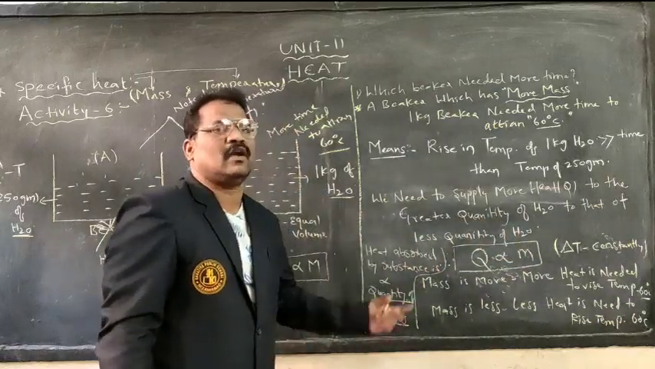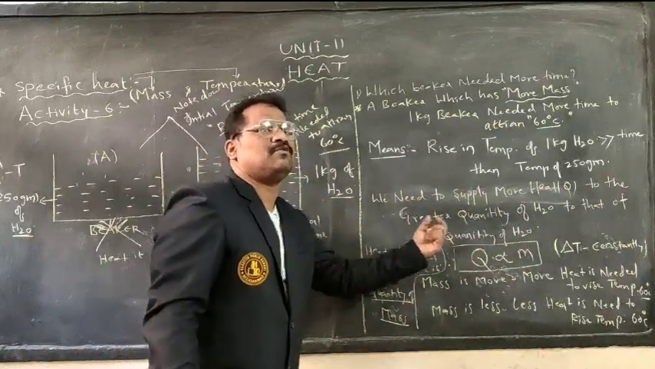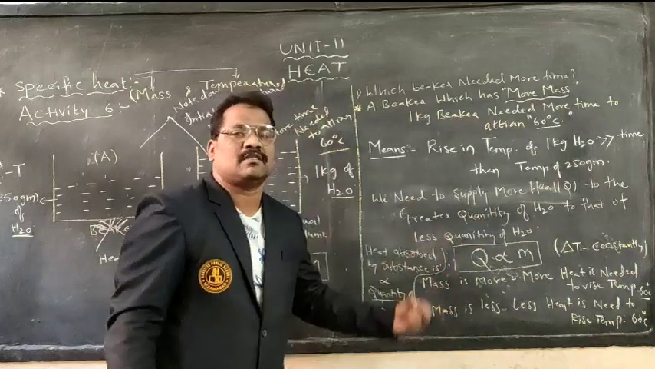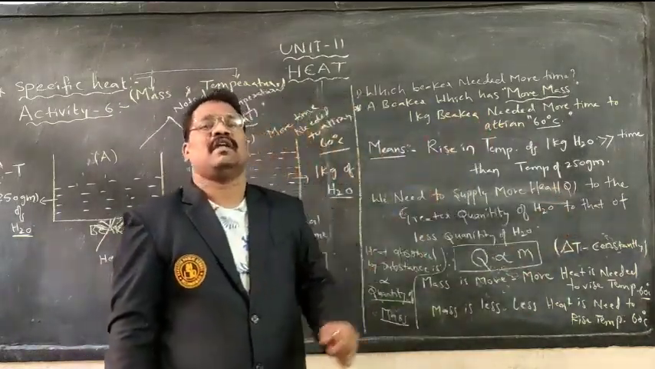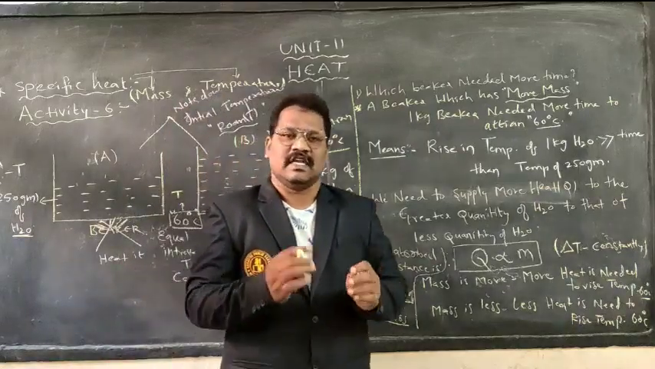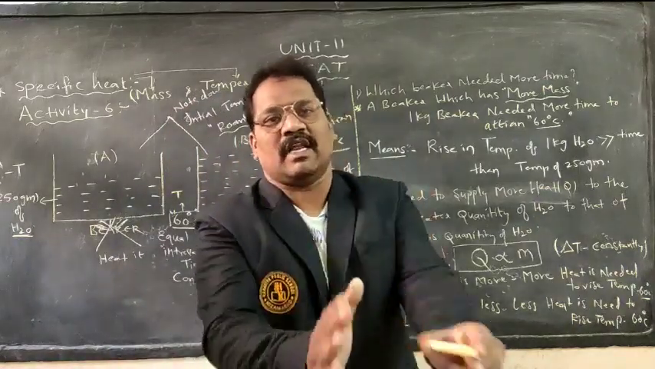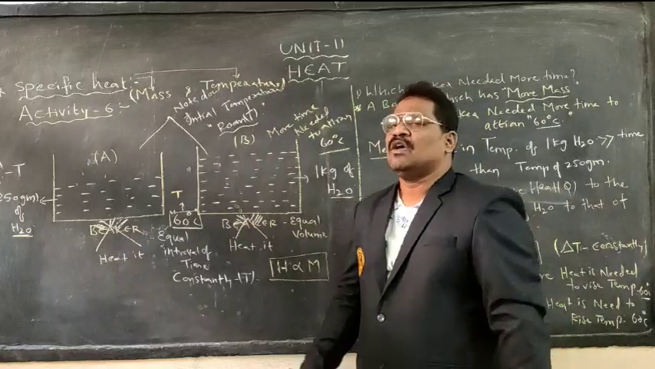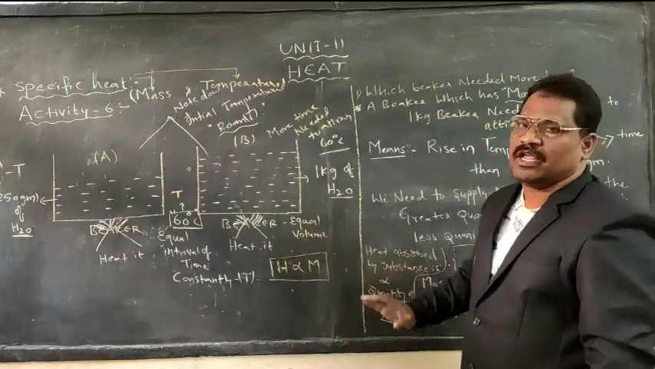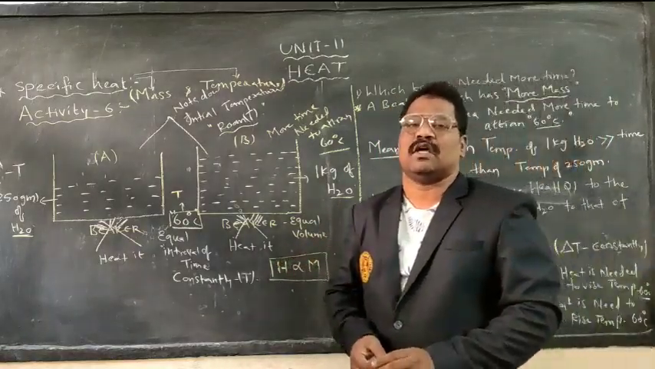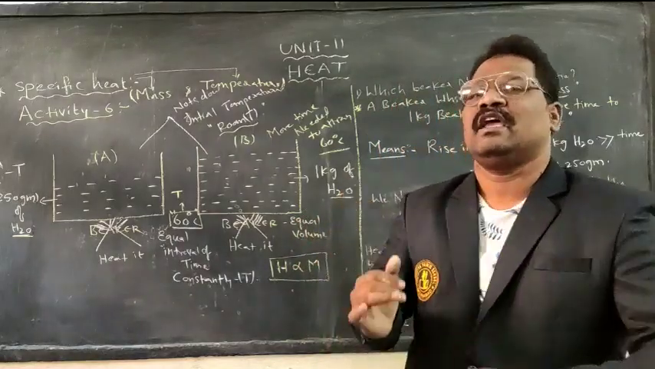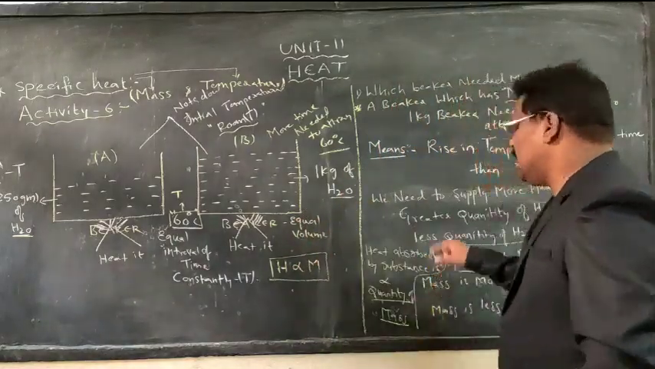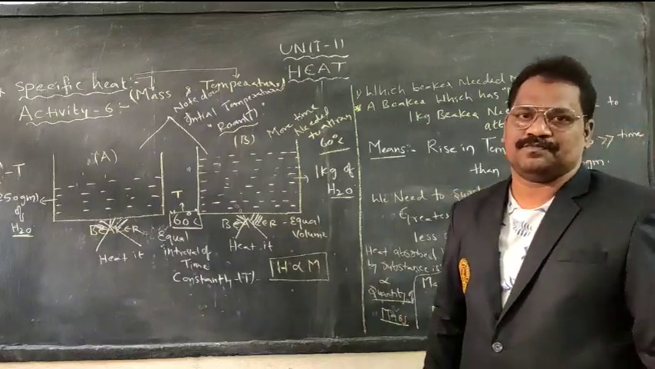If mass is more, to attain 60 degrees centigrade, heat absorbed by a body will be more. If mass is less, heat absorbed by a body will be less to attain a temperature of 60 degrees centigrade. By this, we got a relationship: the quantity of heat absorbed by a body is directly proportional to the quantity of mass of a substance. That relationship we have taken up now.